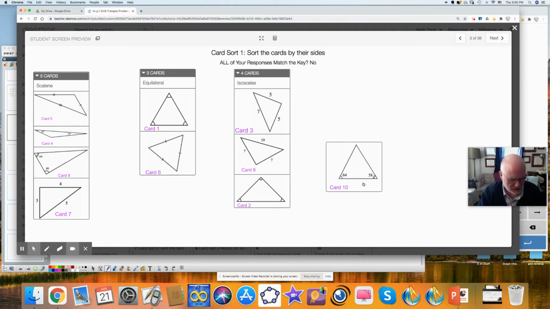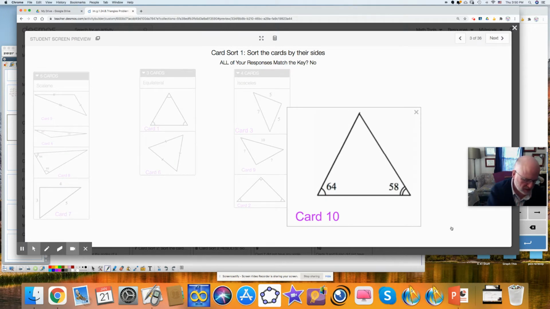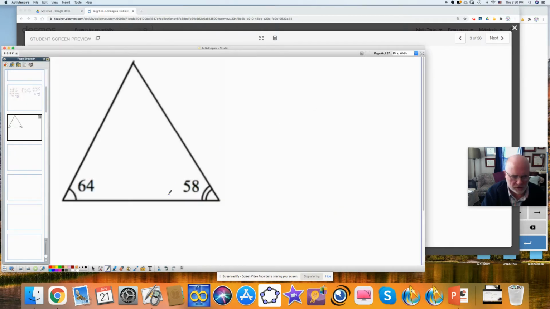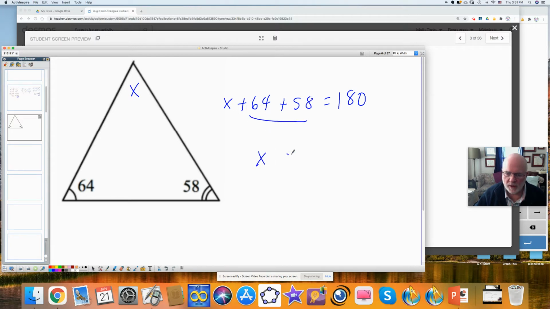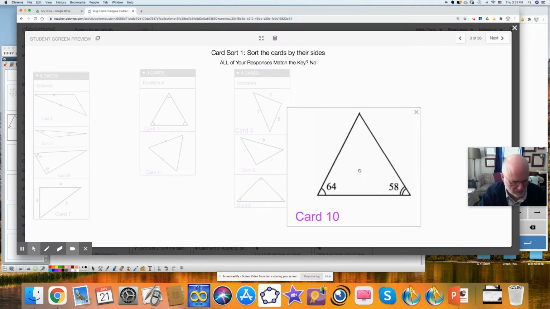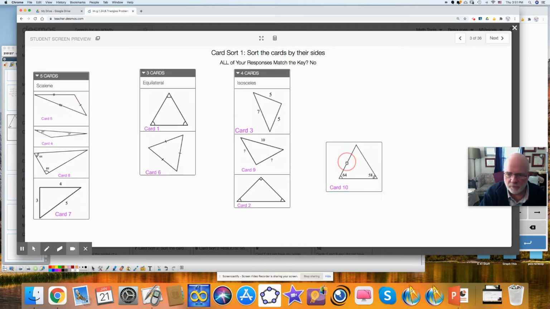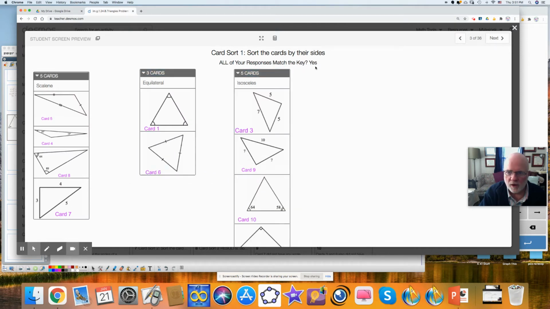but I know that the three angles sum to 180. So I'll copy it over to my whiteboard and show you what I would do. I'm going to sum the two angles and subtract them from 180. So the equation is: the angles of a triangle sum to 180. If we called this x, we would have x plus 64 plus 58 equals 180. And when we subtract this from both sides of the equation, we get x is equal to 58. Oh, two of the angles are the same, this one and this one. That makes this isosceles. So we can put this card back where it belongs, into the isosceles bin. And when we do that, our answer changes to yes.